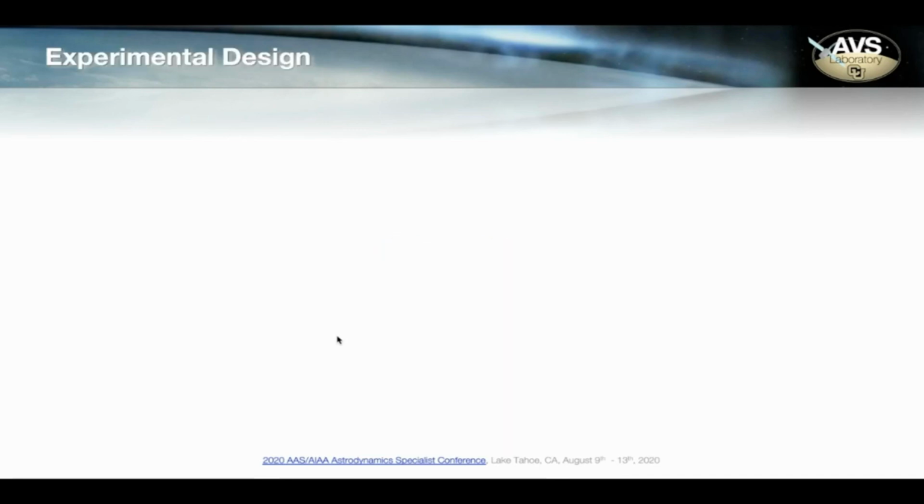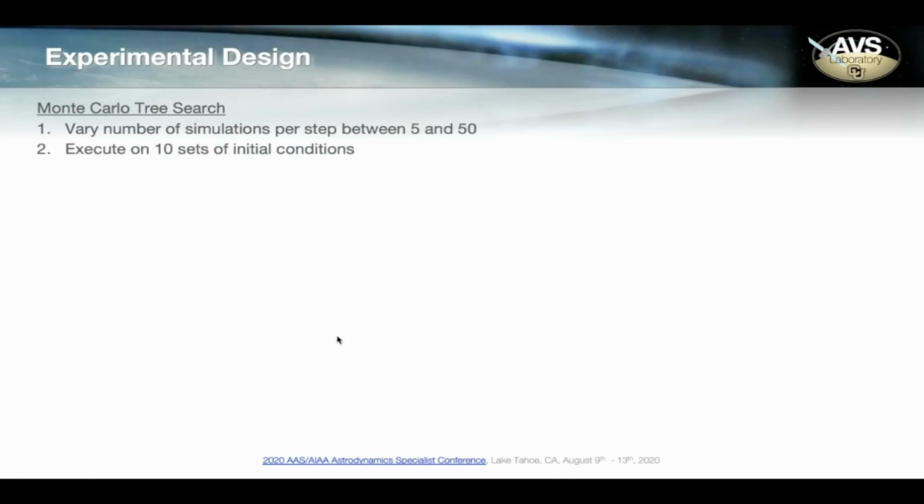Results. Quickly, I'll go through the experimental design here. For Monte Carlo tree search, we vary the number of simulations per step between 5 and 50 to get a baseline of performance and determine how many simulations per step we should select. We execute MCTS on 10 sets of different initial conditions.